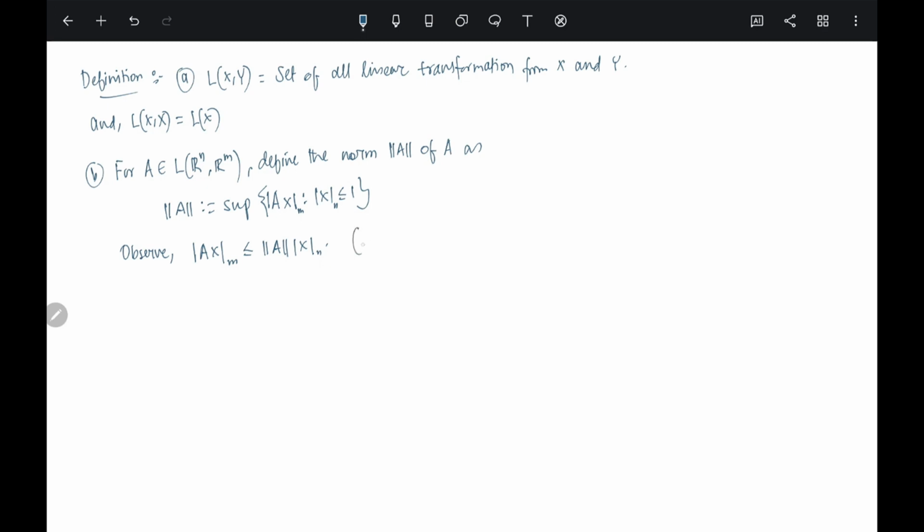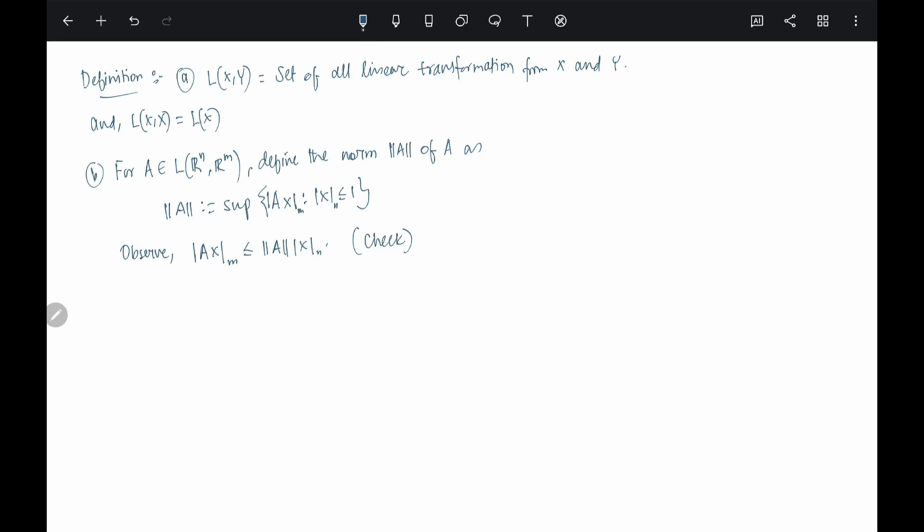So please check this part. Just keep this in mind, that if you start with any element y in Rn, then y divided by the norm of y, in the Rn norm, is always of norm 1. Now you can use this fact to prove something like this. This is very easy to show, so please do that.